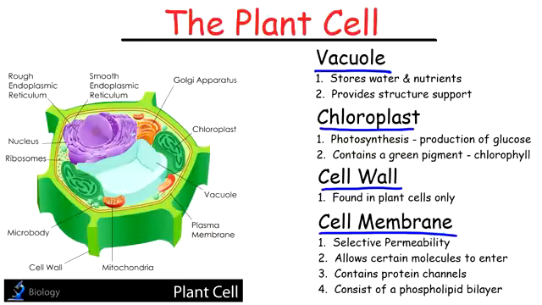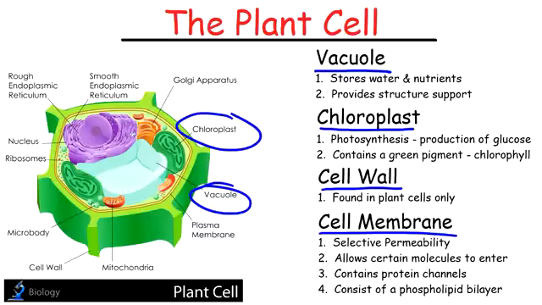So far, we've been talking about animal cells. But now let's talk about the plant cell, because even though they're similar, the plant cell has some characteristics that are not found in the animal cell. The first of which is the presence of a very large vacuole. This vacuole stores water and nutrients, and at the same time, it provides structural support to the cell by means of the hydrostatic pressure that it generates.